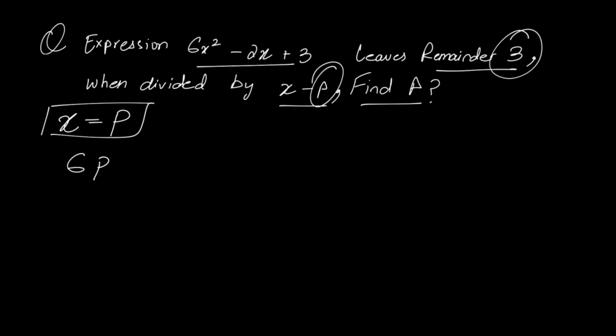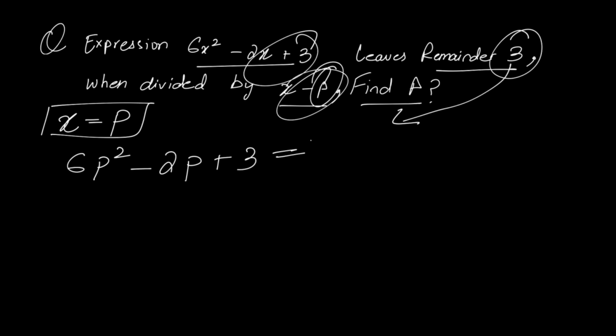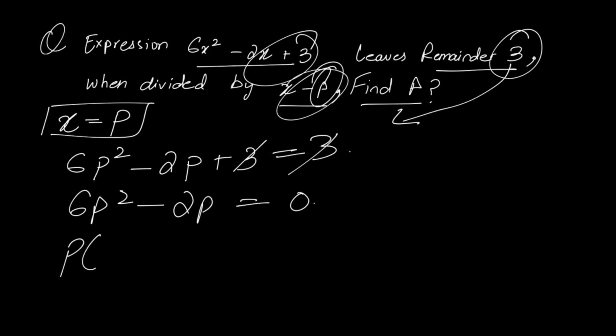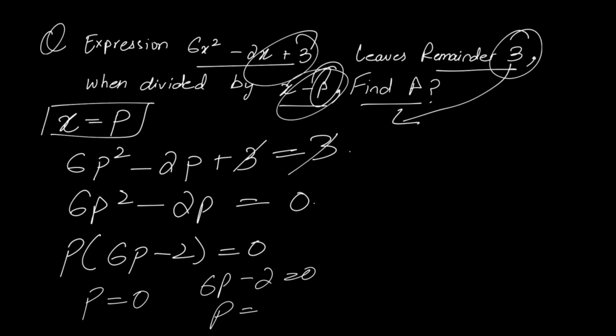So we do 6p squared minus 2p plus 3, and this is the remainder we get when we divide this by this. So it's given in the question that this is equal to 3. So 6p squared minus 2p, and the 3 will get cancelled. So we can take p common, and now we can get the value of p, which is 0 and 1 upon 3.